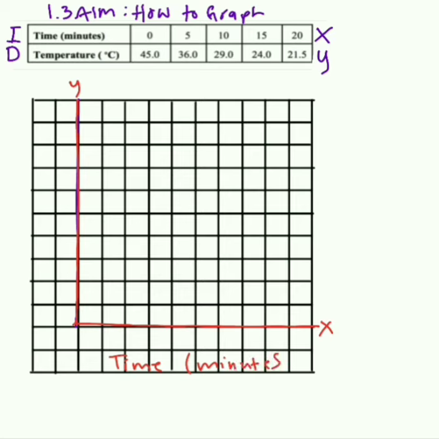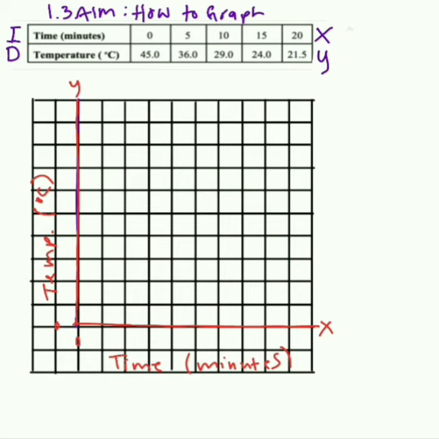So this is time in minutes, and our temperature, I'm going to abbreviate that because I'm lazy. Temp is in degrees Celsius. We want to be specific with our time in minutes and our temperature in degrees Celsius because time can also be measured using hours, seconds, days, years, etc. Let's just be specific.